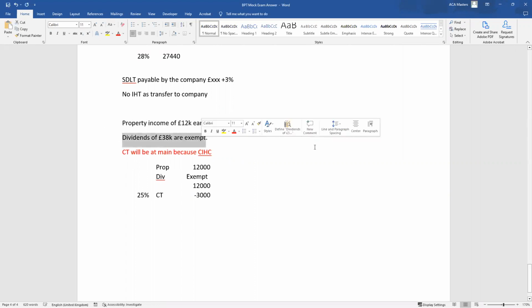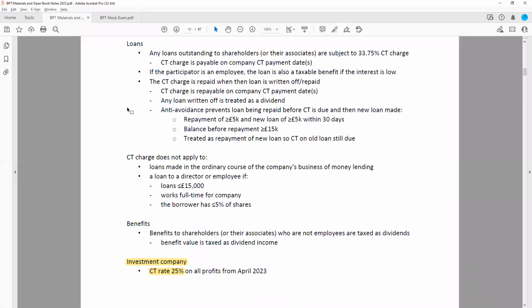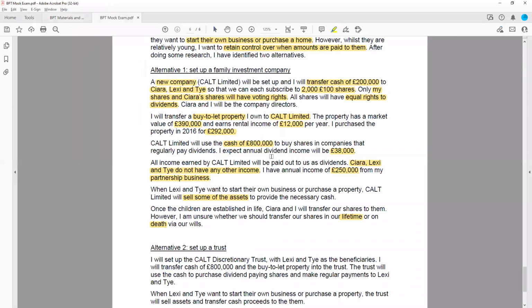Dividends are exempt. You could even make that point as well. Interest deductible as NTLR. Dividends will be exempt. Corporation tax will be at the main rate. So then it said income earned by the company will be paid out as dividends. We know these three don't have any other income, where Anna herself is an additional rate taxpayer.